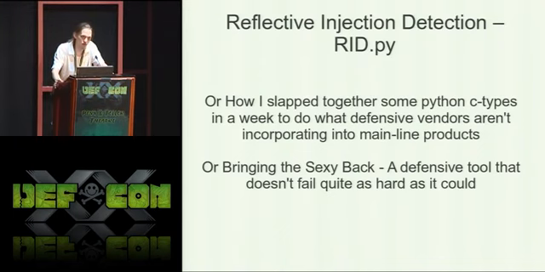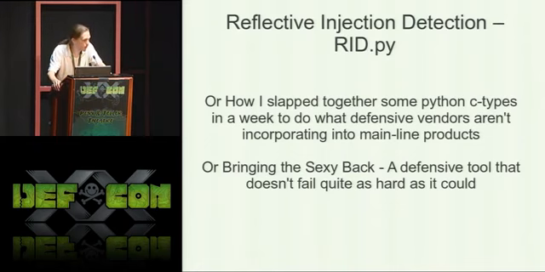I put together some Python ctypes code in about a week that fairly accurately detects reflective injection the vast majority of the time. It does have a couple of issues with false positives. Something to note about the title, I said defensive vendors in general. It's not exactly the case. Defensive vendors do have products that catch reflective injection. It's just not in your mainline home user applications.